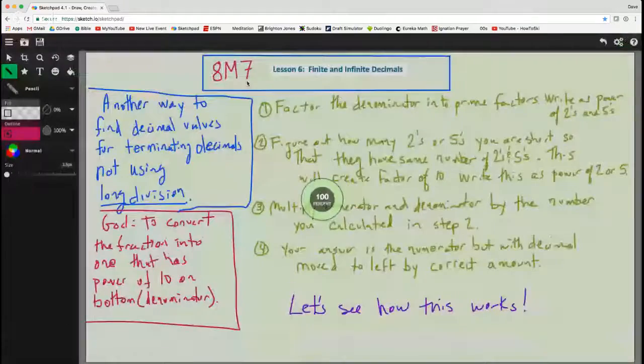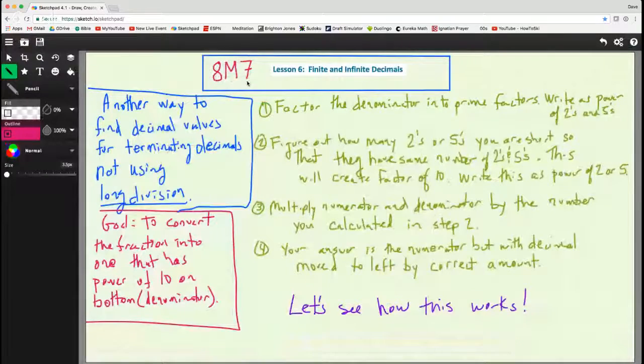Now, point number 2 is this. This is actually the meat of the lesson. We're already a little ways into the lesson, but this is the meat of the lesson. You are going to be able to find decimal values for terminating decimals not using long division. So for fractions that terminate as decimals, you are going to convert not using long division. And this is pretty cool.